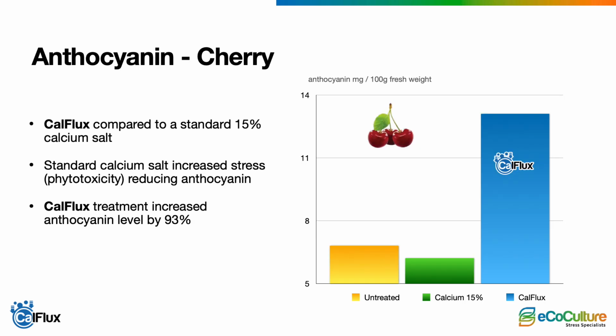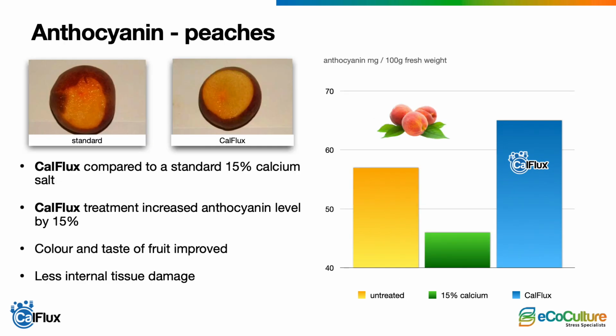Calflux compared to a standard 15% calcium salt. Standard calcium salts increase stress and phytotoxicity, reducing anthocyanin. Calflux treatment increased anthocyanin level by 93%. In peaches, Calflux compared to a standard 15% calcium salt increased anthocyanin level by 15%. Color and taste of fruit improved.